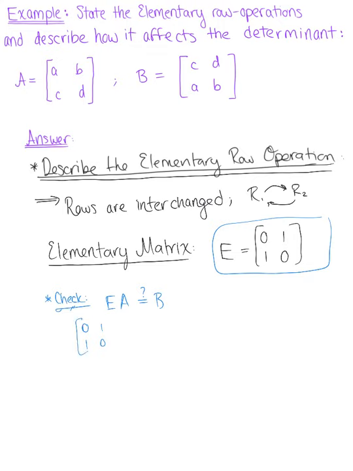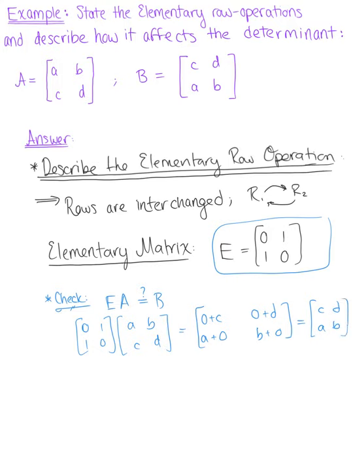We have 0, 1, 1, 0 multiplied by A, B, C, D. Right, and apply that row column rule. So first row, first column, you have 0 plus C, and then 0 plus D. Second row, we have 1 times A is A plus 0, and then B plus 0. Oh, not D, that should be B. That's what I get for rushing. But we can see here that we do attain the matrix that we were looking for. We have C, D, A, B, which is matrix B. So we are all set.